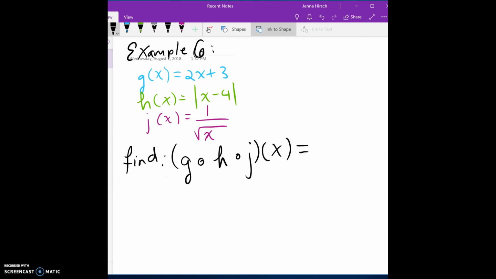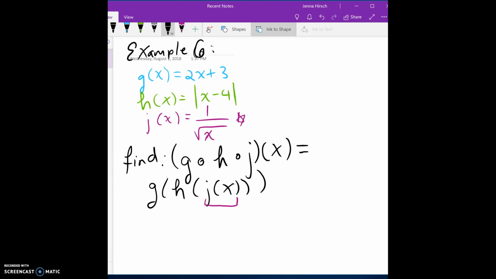So G composed with H composed with J of x is the same thing as saying G of H of J of x. And remember that in composition, it's a little bit of a different operation because we're working from the inside out. So we're going to start at the right and then work our way to the left. So here's what we need to do. We need to substitute this value in J of x. And we know that J of x is equal to 1 divided by the square root of x.